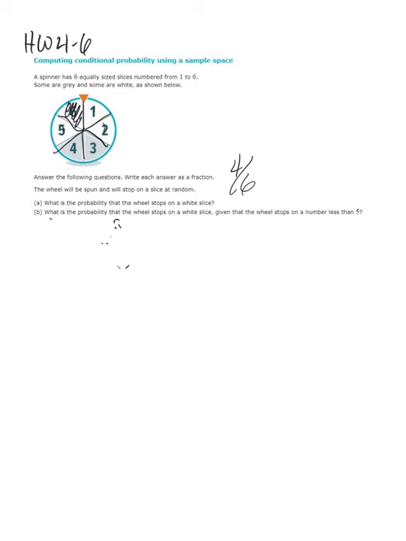It says a number less than 5, so we got to get rid of 5 too. All right, so I get rid of those two, 5 and 6, because the numbers less than 5 are 1, 2, 3, and 4. Now I've only got 4 things to choose from, and 2 of those are white, so I got a 2 out of 4 chance of landing on white, given that the wheel stops on a number less than 5. All right, next.